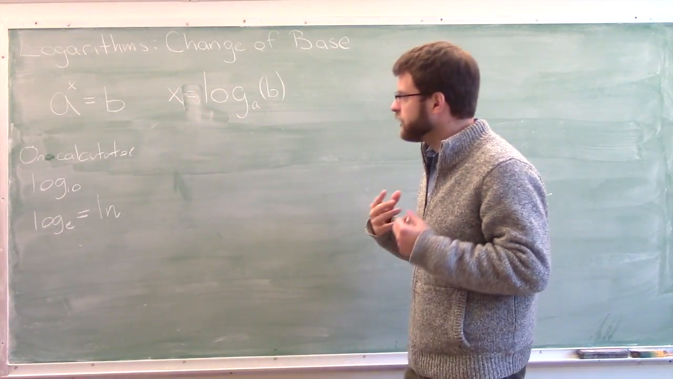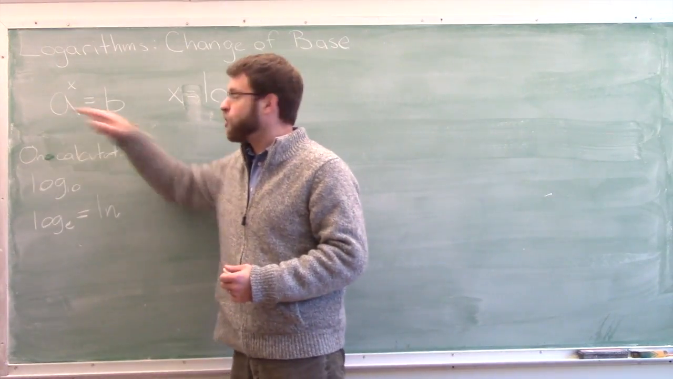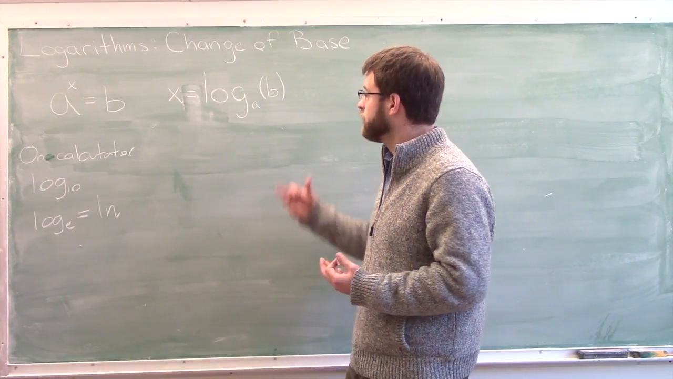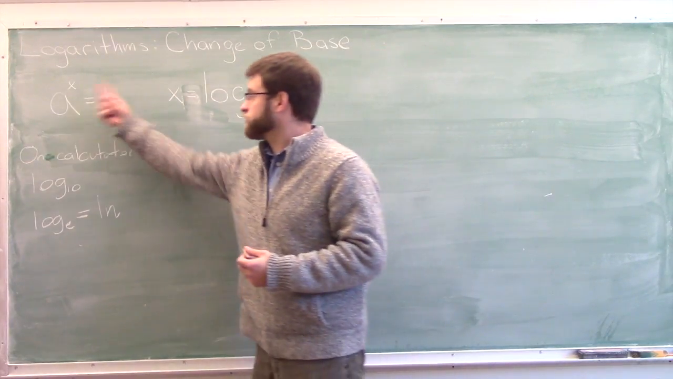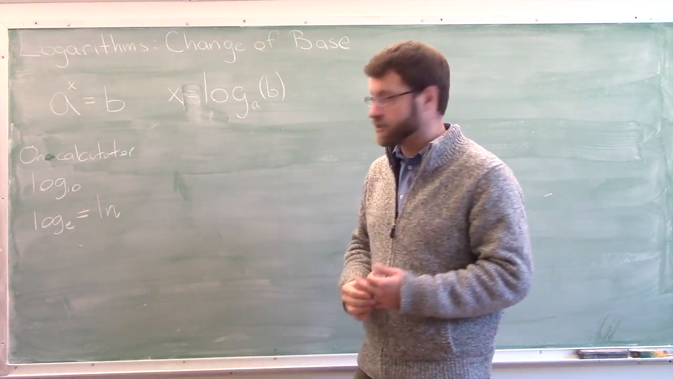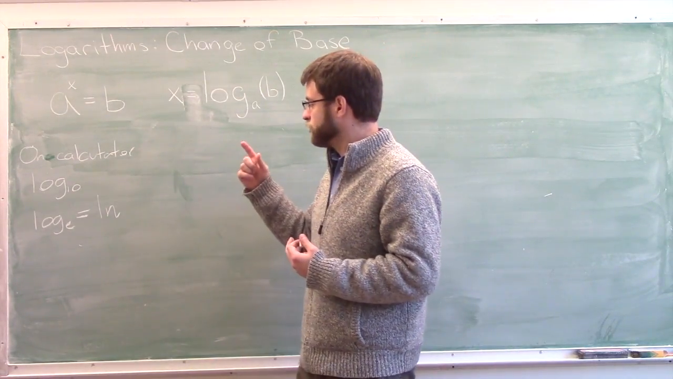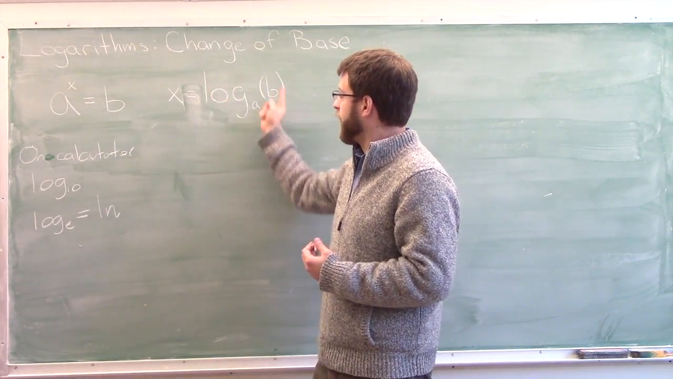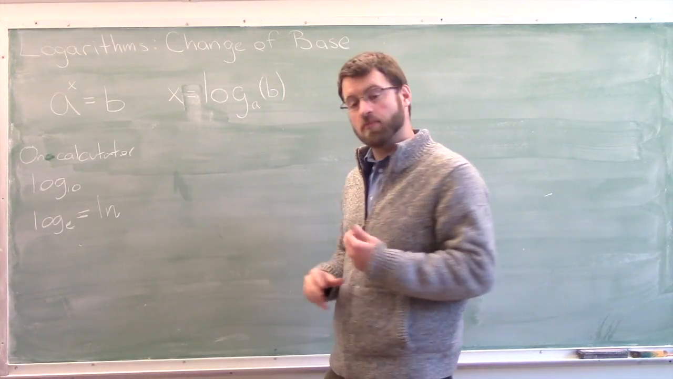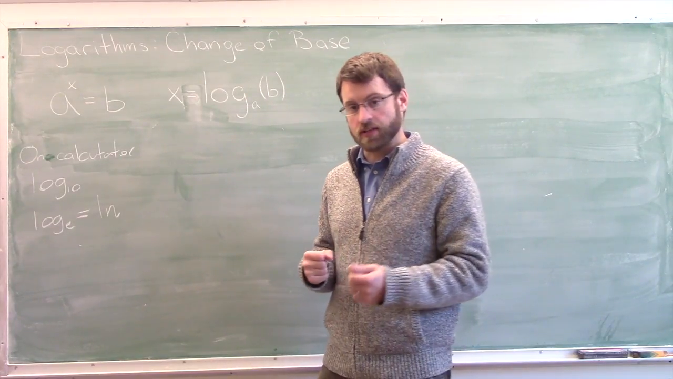If we want to solve an equation like this and we don't have log base a as an operation we can perform on our calculator, then we need some other way to solve this equation to get x by itself in terms of one of the operations that we do have access to. So what I want to do is show you how to evaluate log base a of b using one of these two operations. It doesn't matter which one you use, but you'll want to use the same one consistently.